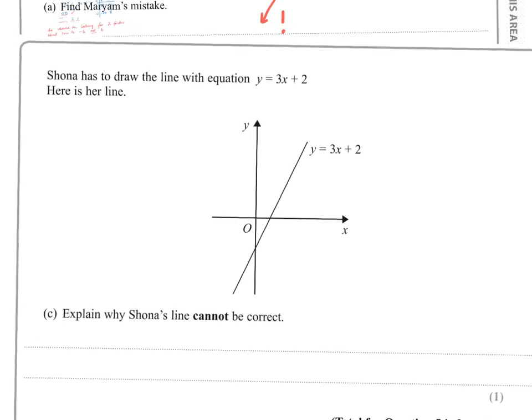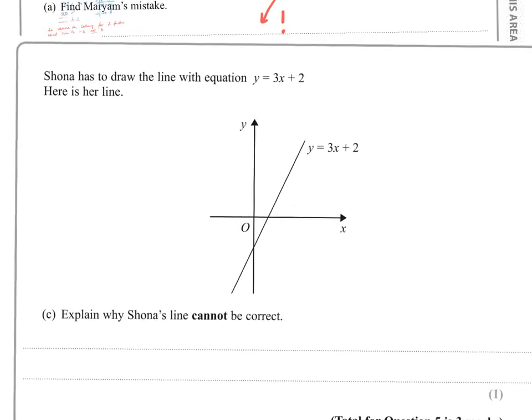Shona has to draw the line with equation y equals 3x plus 2. Here is her line. Explain why Shona's line cannot be correct. Well, it's got a nice upward gradient, so that's looking okay. But it's this part here, isn't it? The intercept cannot be positive because it's below 0. So if it was maybe 3x minus 2, then that could be feasible.